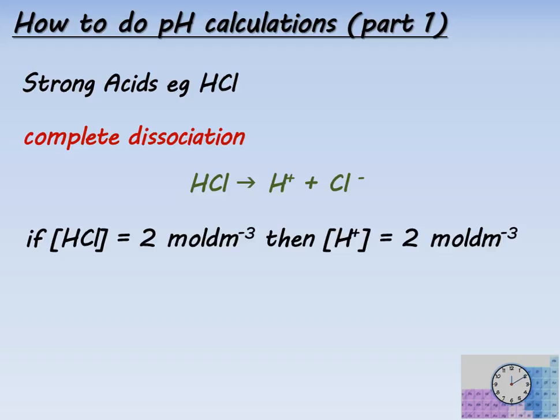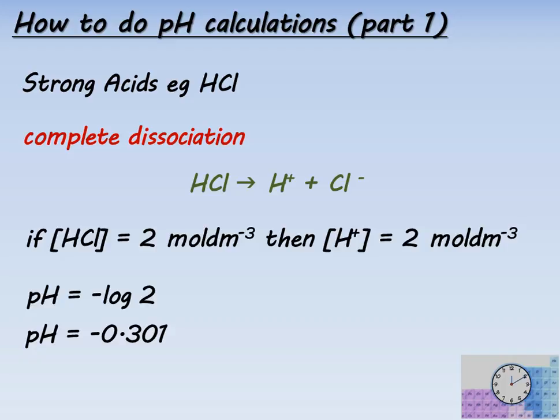Consequently, if the concentration of hydrogen chloride in the solution is 2 moles per dm cubed, then the concentration of H plus is also 2 moles per dm cubed. The pH in this case is then negative log of 2. Therefore, negative 0.301.